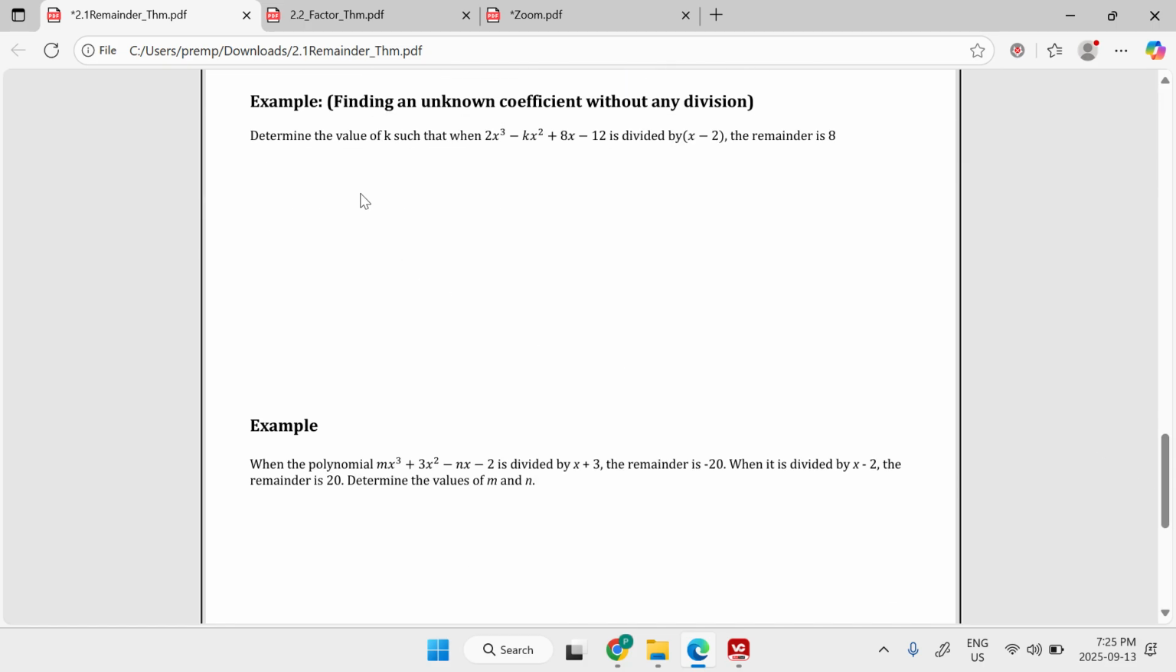They are saying determine the value of k such that this is divided by this and the remainder is 8. So basically we are saying that when we divide by x minus 2, where x equal to 2, then the remainder should be 8. So I want to use the same synthetic division. You can still use whatever method you want. So I will write 2, negative k, then 8 and negative 12. Don't put them together so that they look like a single number. Okay, and then here we are going to use 2.